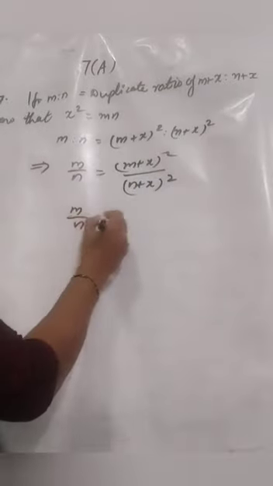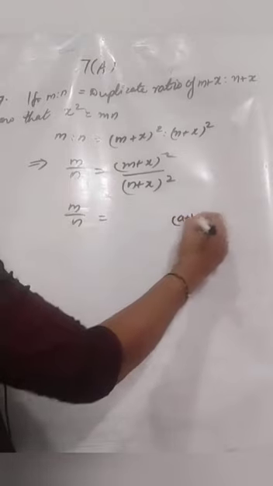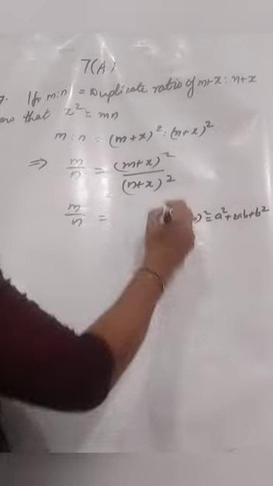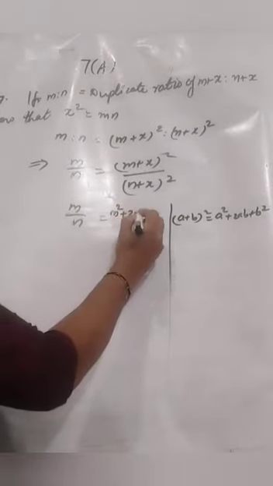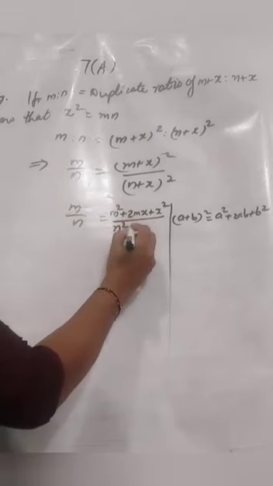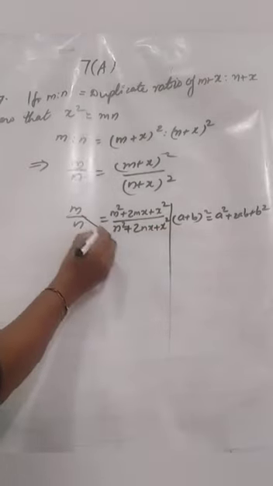That is m by n equal. You know that a plus b the whole square is a square plus 2ab plus b square. So can you say what is m plus x the whole square? m square plus 2mx plus x square. Similarly, you can write n square plus 2nx plus x square here and multiply.